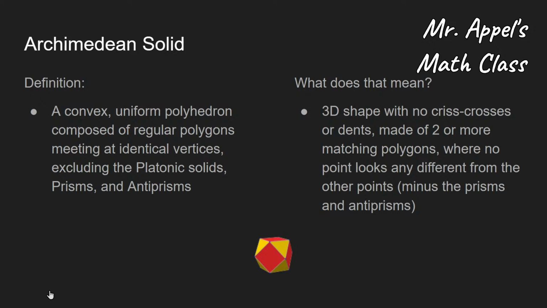Okay? So those are, if it wasn't specifically excluded, you could almost say those were subcategories of this convex uniform polyhedron. In layman's terms, that means we're dealing with 3D shapes here that don't have any of those funky crisscrosses or dents, and they're all made of 2 or more matching polygons, where no point looks any different from the other points. And minus the prisms and antiprisms. Prisms and antiprisms still get included with that verbiage, so we have to exclude those. Okay. So there's my formal and informal definitions.